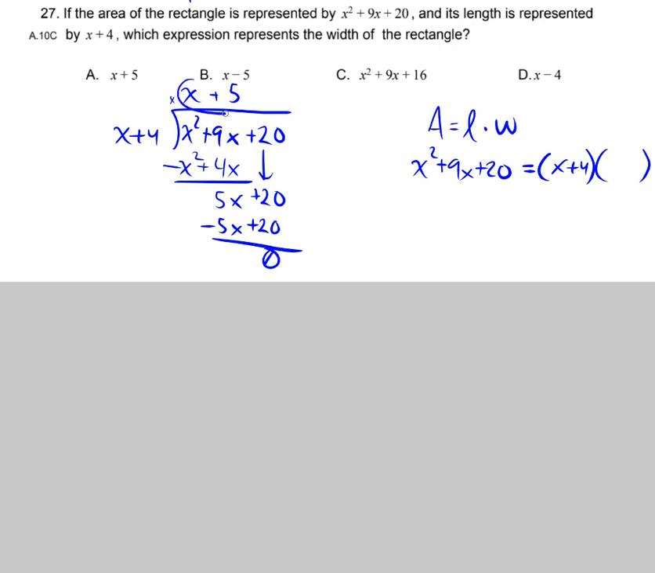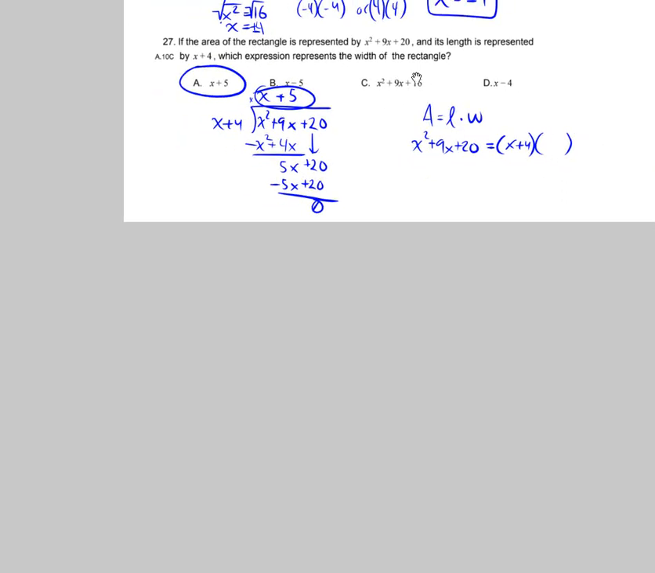So my answer is just x plus 5, which ends up being which answer choice? A. Ding, ding, ding. They were nice. They actually put that one first, because sometimes if you were just doing FOIL to figure it out, at least with A it would have gotten done quickly. All right, so anyway, that was a wonderful time.